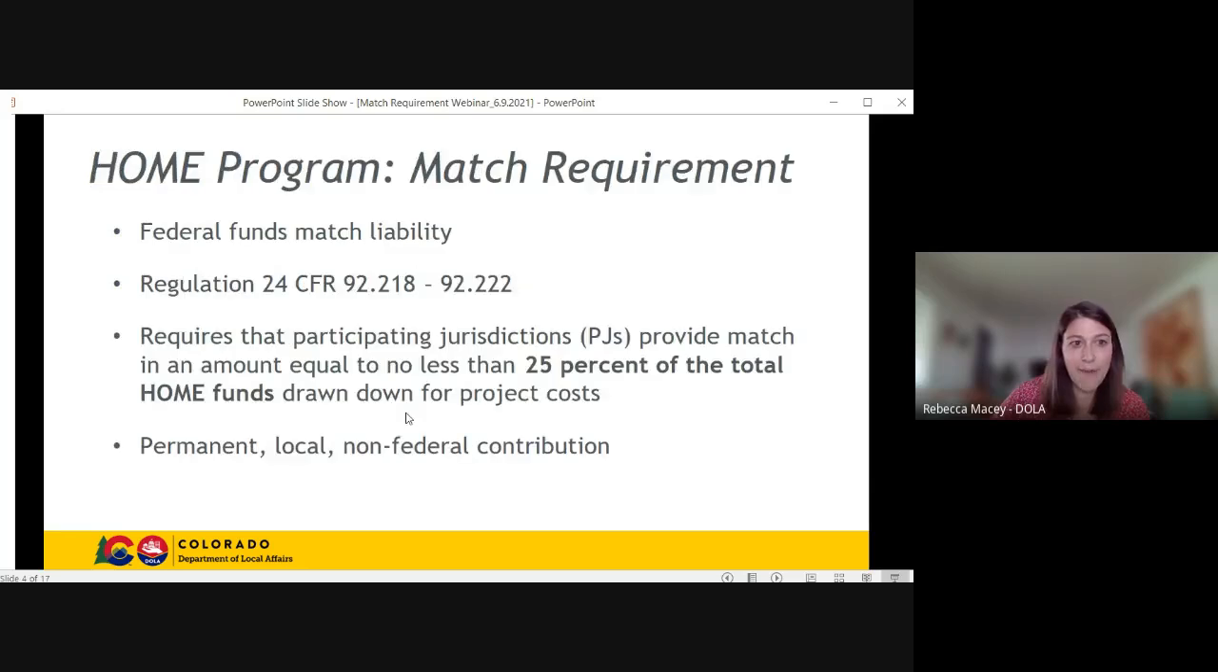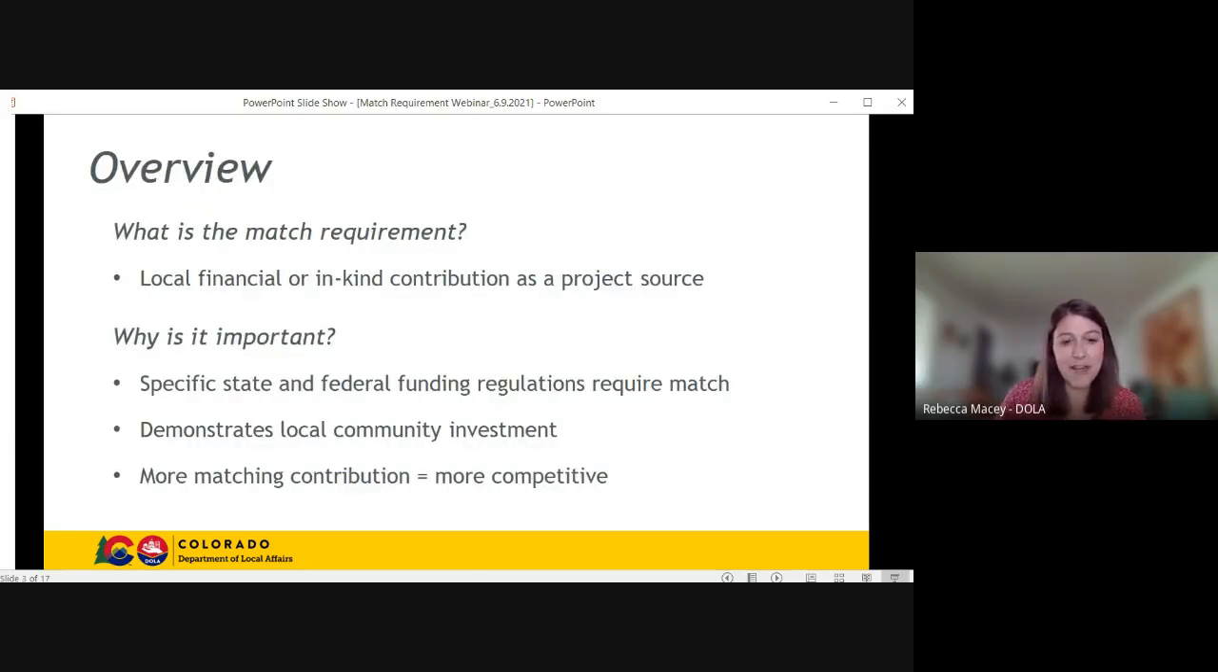Before going into more information, I do want to let you know that at any point during your application, if you have questions about match, we strongly advise you to reach out to your housing development specialist for your region, and you can discuss specifics. So this will just be an overview today, but every project is different. So we do ask you to reach out and clarify with them.